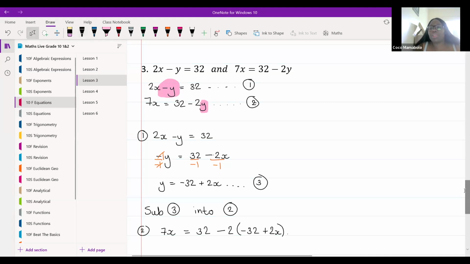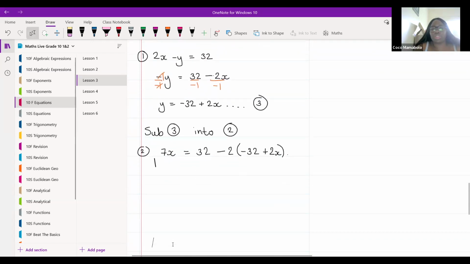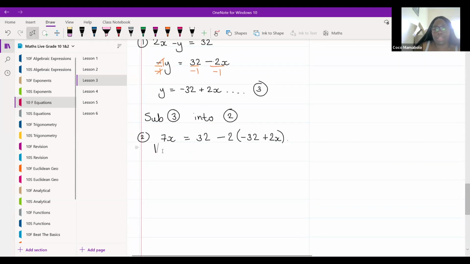All right, and now it's just a matter of multiplying in or out or doing whatever it is that needs to be done in order to get the answer. Right, first let's get rid of the brackets. I'm going to distribute this negative 2 in. So I'm going to end up with 7x is equal to 32, and then a negative 2 times a negative 32 will give me a positive 64. And negative 2 times positive 2x will give us negative 4x.